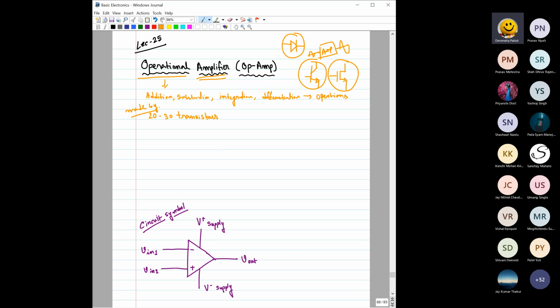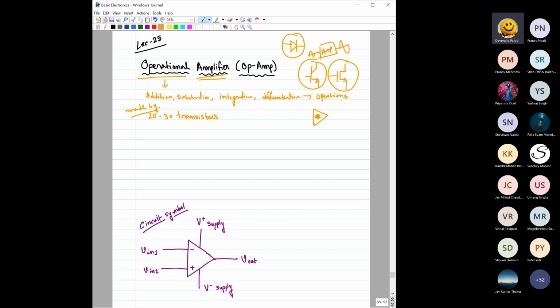So the circuit diagram and all these things are a bit complicated. We will not focus much on the internal circuit diagram. Maybe in the next class, if time permits, we will discuss it very briefly. But for our discussion, we'll consider this op-amp as a circuit symbol that we will discuss in a couple of minutes. We will analyze this op-amp from its external behavior, not from its internal transistor diagrams.